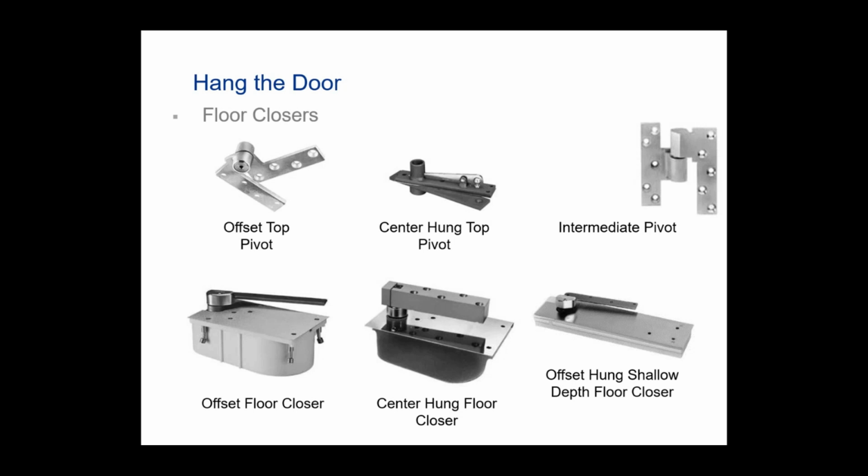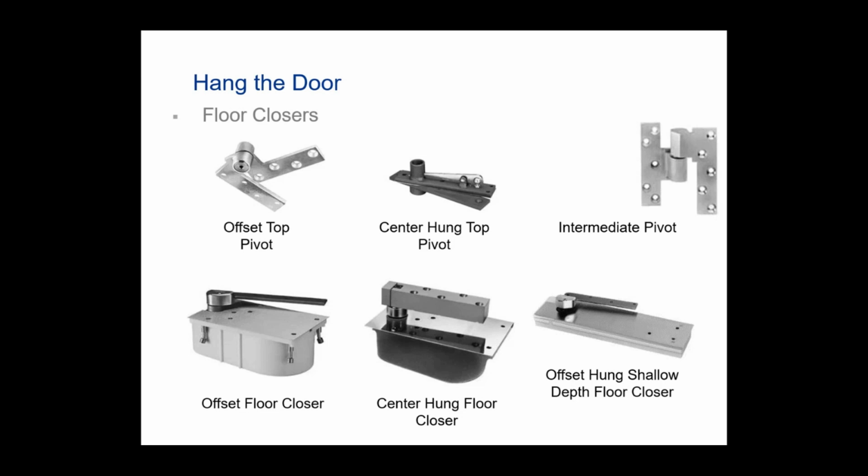This is typically seen in aluminum storefront openings, where you have the old Dorma floor closer, or even another manufacturer, Rixson. But this will allow you to have it offset 3/4 inch, offset 1.5 inches, or even center hung, to where if you wanted to use this at an aluminum storefront door, you can use a center hung pivot. It gives you a center hung pivot point where that door operates, and things like that.